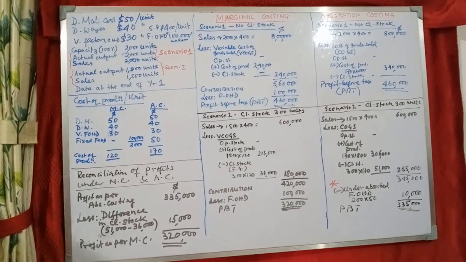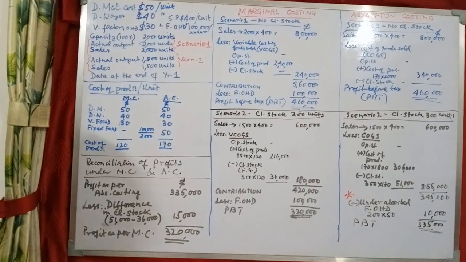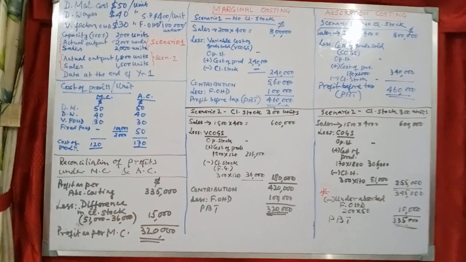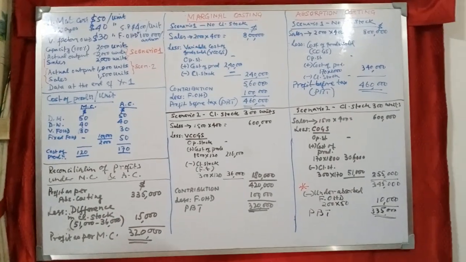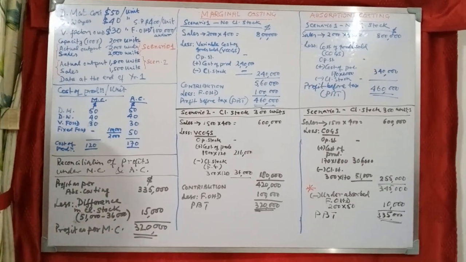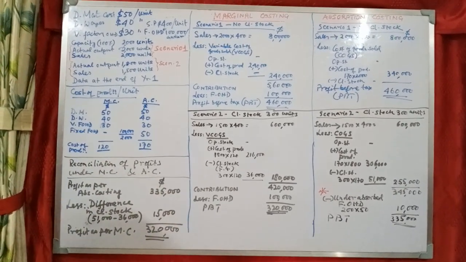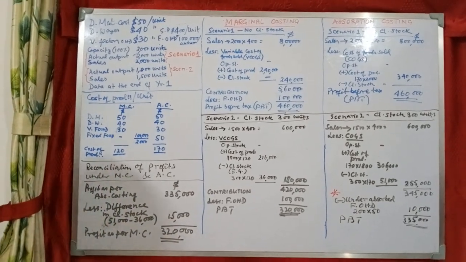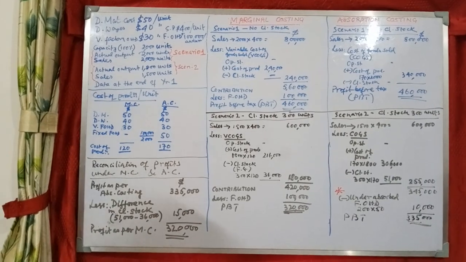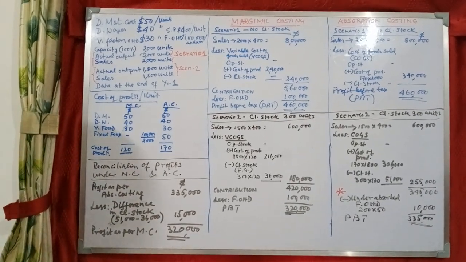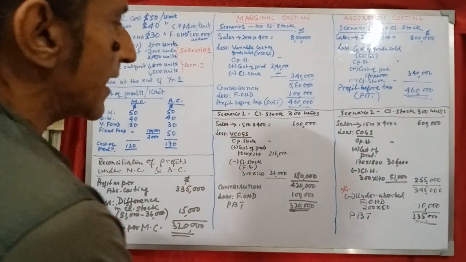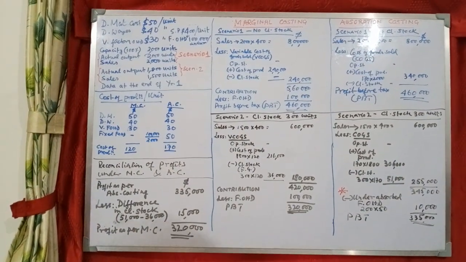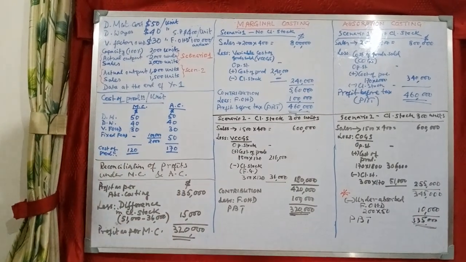Okay. So these are the decisions management can take by applying tools of marginal costing. So marginal costing is a system of costing as well as a technique of costing, whereas absorption costing is a system of costing. By applying absorption costing, we can find out the cost of product and the value of unsold stocks. It can be work in progress or it can be finished goods.